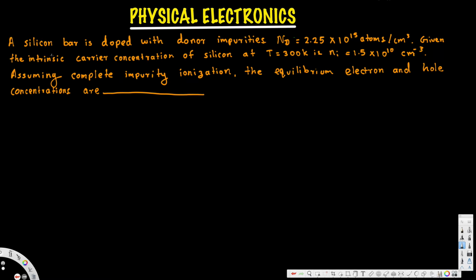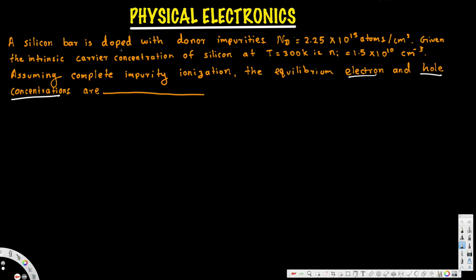Let's look at this problem right here. This question is asking: a silicon bar is doped with donor impurities Nd equal to 2.25 times 10 to the power of 15 atoms per centimeter cube. Given the intrinsic carrier concentration of silicon at T equal to 300 Kelvin is 1.5 times 10 to the power of 10 per centimeter cube, assuming complete impurity ionization, the equilibrium electron and hole concentrations are what? So here the question is asking for the electron and hole concentrations.